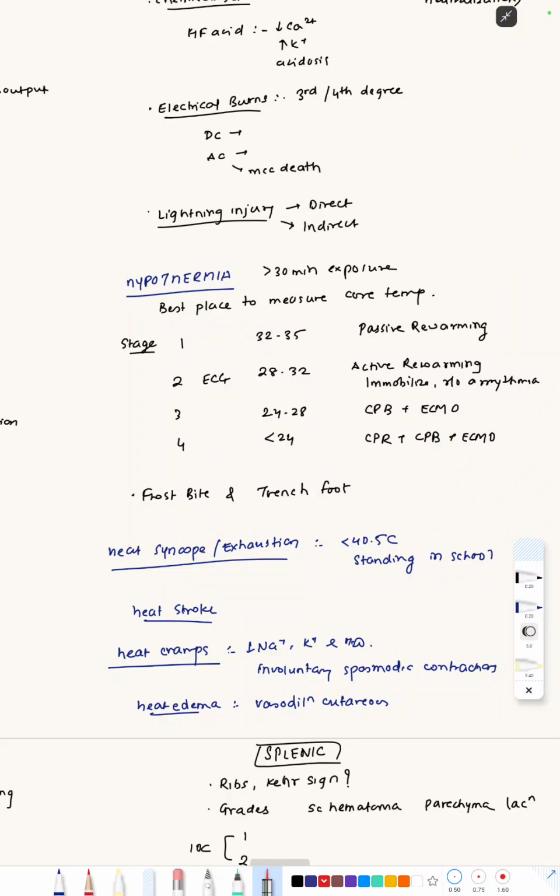Then heat cramps. In heat cramps, there are decreased levels of sodium, potassium as well as water inside the body. So salts and water in the body decrease, that will lead to heat cramps, generally found in miners, and there are involuntary spasmodic contractions. Heat edema can be seen normally because of the exposure to the heat. What happens is cutaneous vasodilation, because of which the exudates go out, and that will lead to edema. So this is all about the thermal injuries as well.